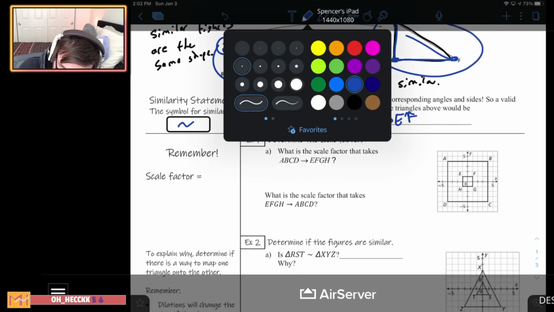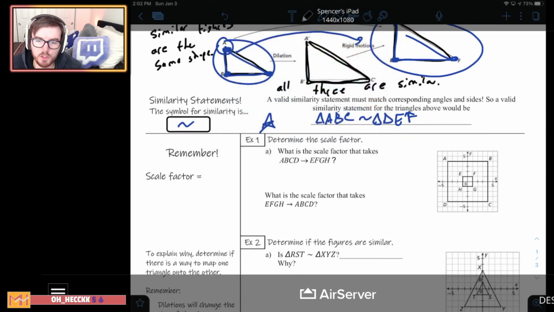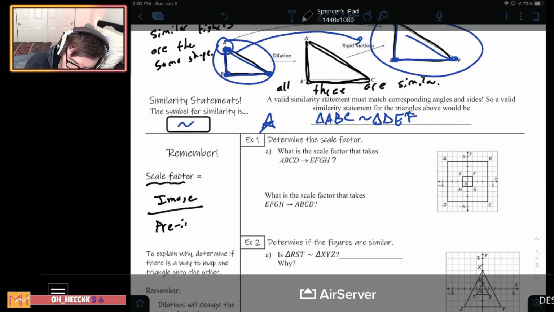Okay, so one of the big things that we'll see is that when we dilate figures, make it smaller or bigger, they're still similar. And dilation always used a scale factor. Let's remind ourselves, how do we find a scale factor? A scale factor is image over pre-image. And you're going to be asked several questions on the classwork, just some review. Hey, find the scale factor of this. Find the scale factor of this, right?